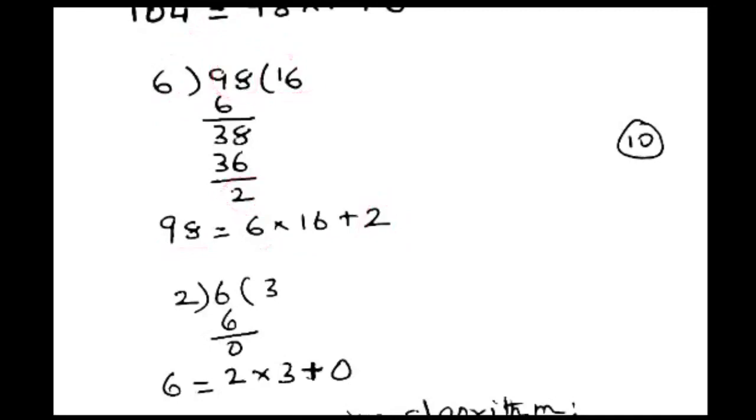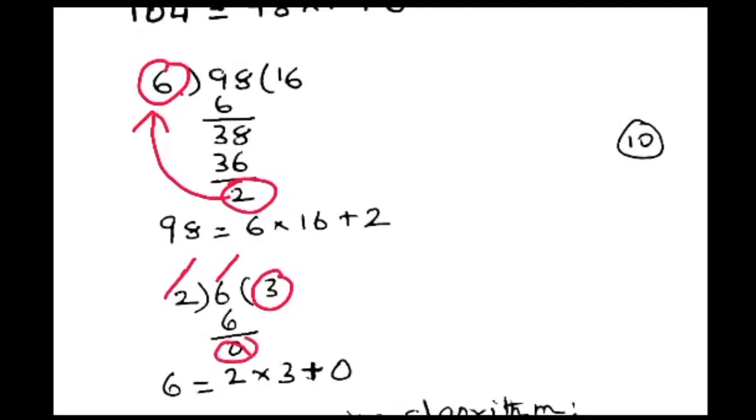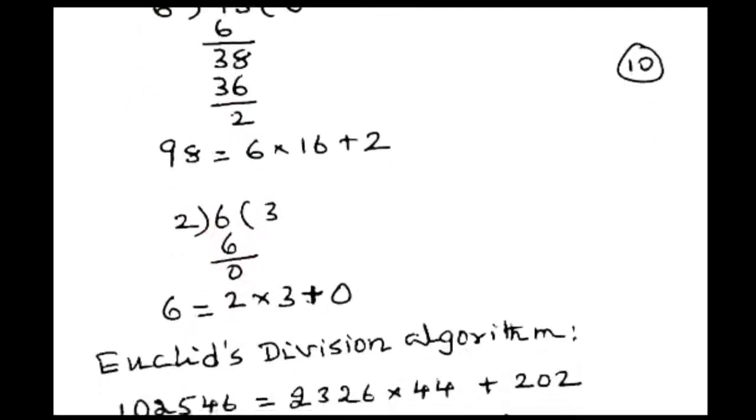Now, in the next step, we have to divide the divisor by the remainder. That is, 6 becomes the dividend, 2 becomes the divisor. So, when 6 is divided by 2, we get quotient 3 and remainder 0. Therefore, this divisor becomes the HCF of the given two numbers. 6 equals 2 multiplied by 3 plus 0. So, in the last step, we got remainder 0.